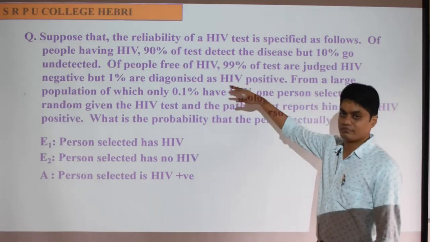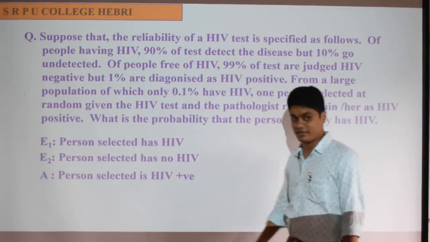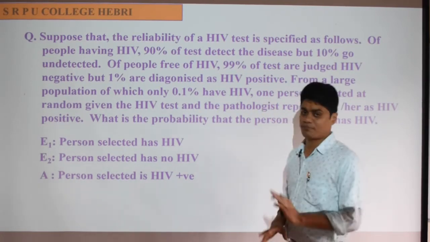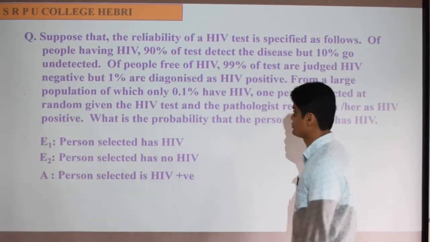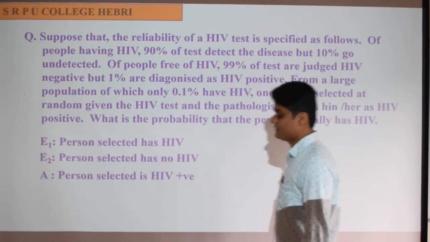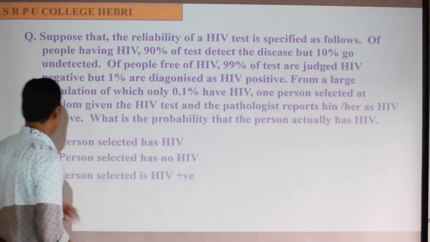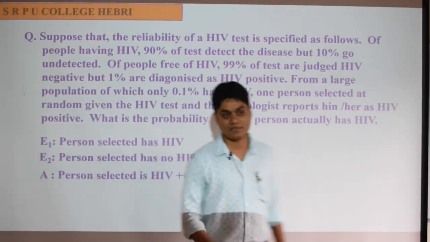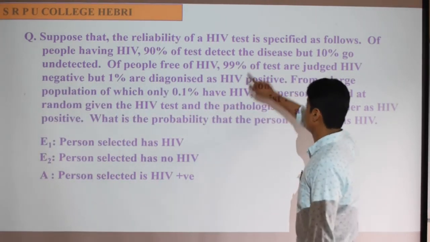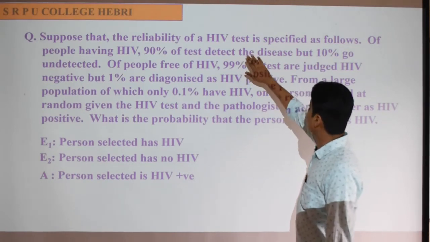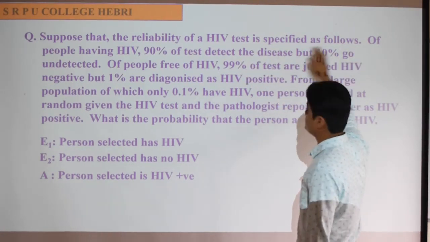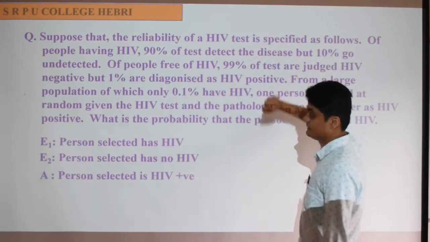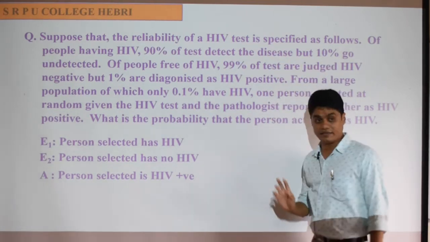Numbers, if you want, I will show this question again. So remember the numbers here. Let me explain once, then I will show the solution. Can you tell me what is the probability of E1? What is E1? The person selected has HIV. So use the question correctly. The HIV test is specified as follows. Okay, 90% of tests detected the disease, but 10% go undetected. That means 90% is detected.